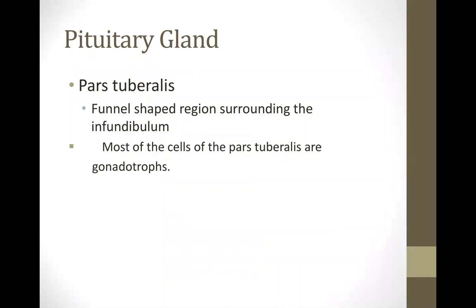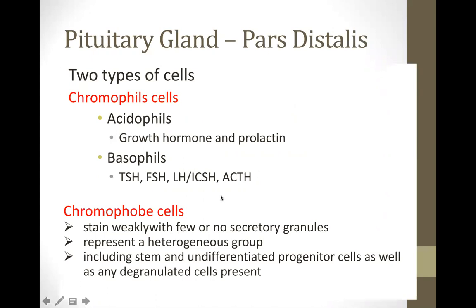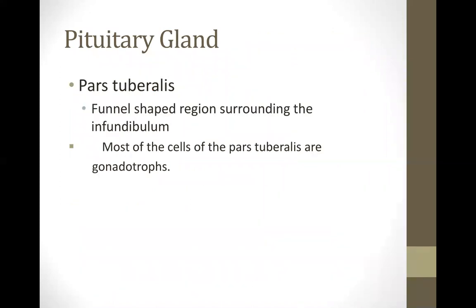Okay, Doc, what about the pars tuberalis? This is just a funnel-shaped region surrounding the infundibulum, and most of the cells of the pars tuberalis, take note, are gonadotropes. Okay, gonadotropes. So ano yung gonadotropes? These are the LH, the FSH, and the ICSH. Dati kasi wala talaga siyang secretion or hindi siya talaga well-studied. But in the pars tuberalis, most of the cells found here are gonadotropes.